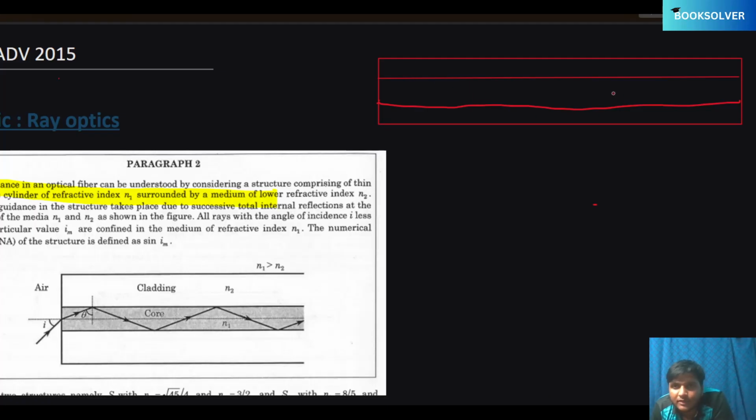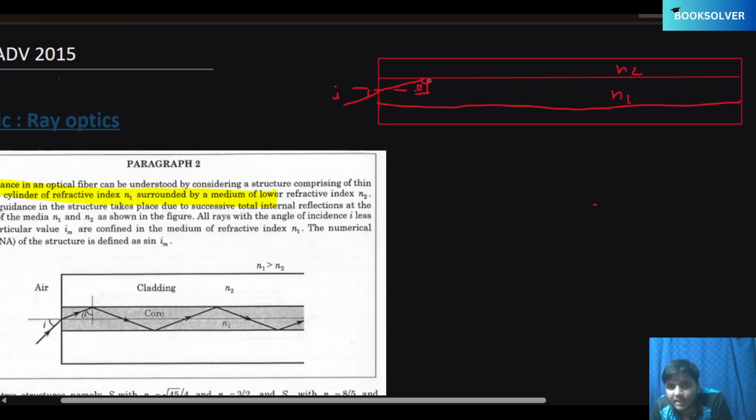So if this is of medium N1 and this is of medium N2, what happens inside the optical fiber is basically called total internal reflection. We have to ensure that all the rays entering the optical fiber should undergo total internal reflection and should not refract anywhere. So let's suppose there is a light incident at an angle of I here, which will get refracted and make some angle theta here. Now this theta should be more than the critical angle.